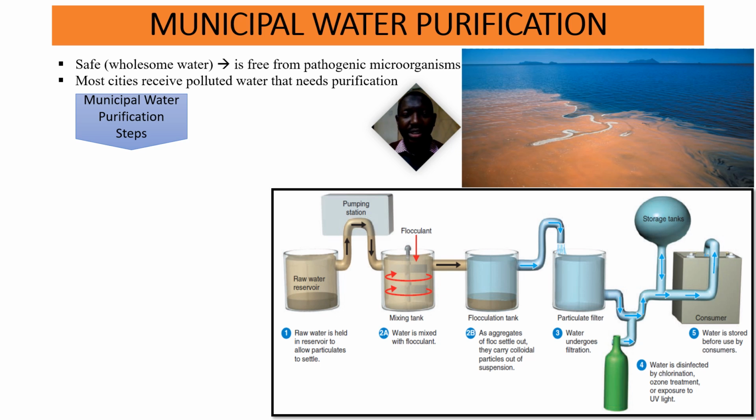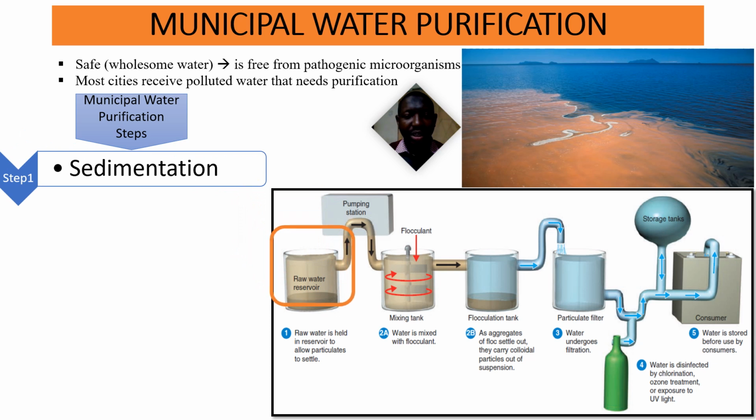Now let's look at the stages for the water treatment. The first stage of water treatment, as can be seen in this outline, is the sedimentation process. So sedimentation serves as the first stage of the water treatment. Now, this stage generally involves physical removal of heavy particles in the water.